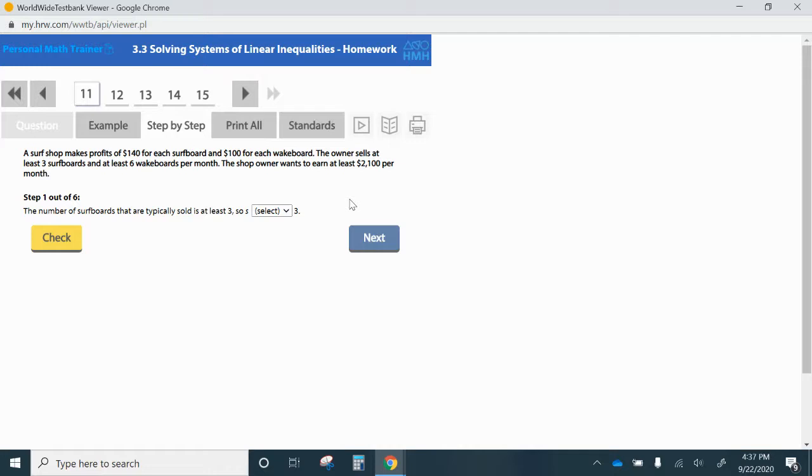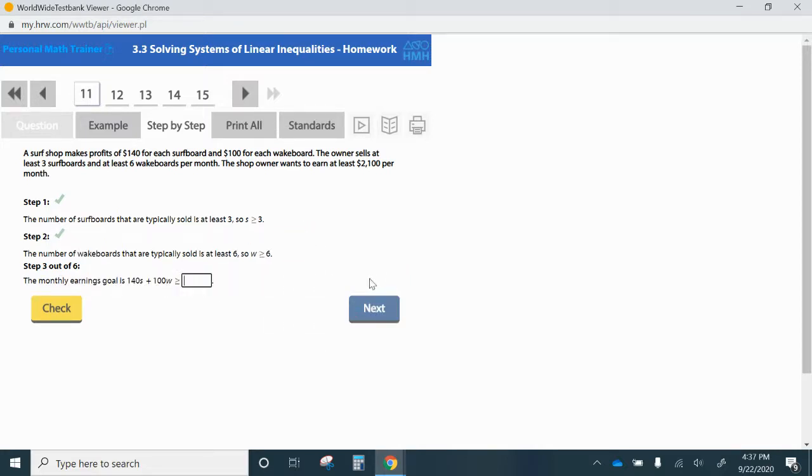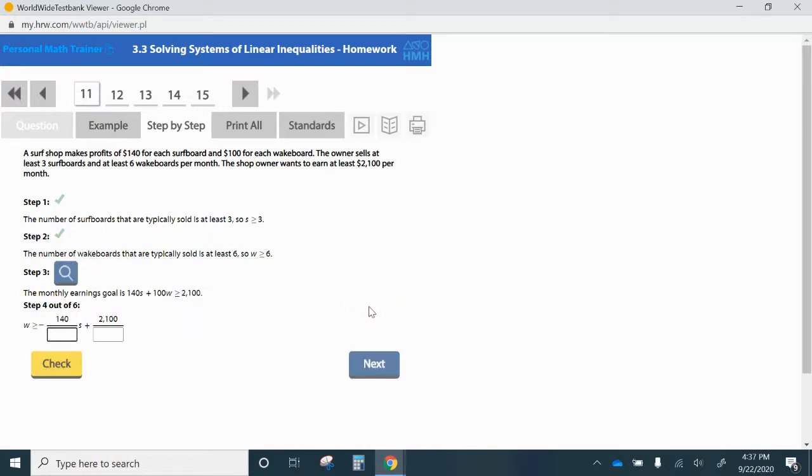So the number of surfboards that are typically sold is at least 3. So s is greater than or equal to 3. The number of wakeboards that are typically sold is at least 6, so that's w is greater than or equal to 6. The monthly earning goal is 140s plus 100w greater than or equal to 2,100. So we're going to solve for w by subtracting 140s, and then dividing both sides by 100.